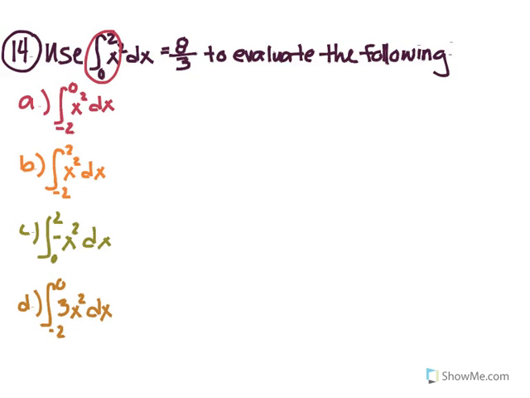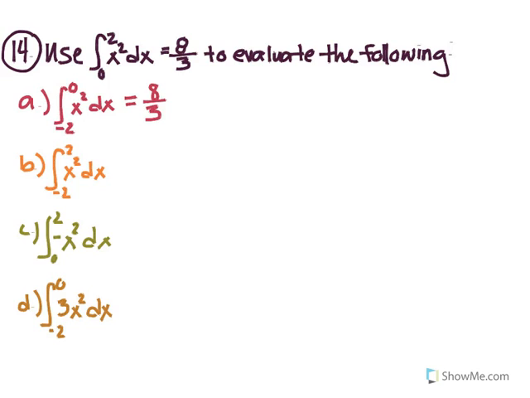And what we know about even functions is that they will always have the same value on the right as they do on the left, as long as these values match, which they do. So since that's true, then our definite integral from -2 to 0 of x squared is also 8 thirds. It is the same exact thing.